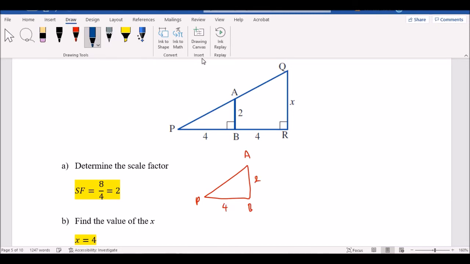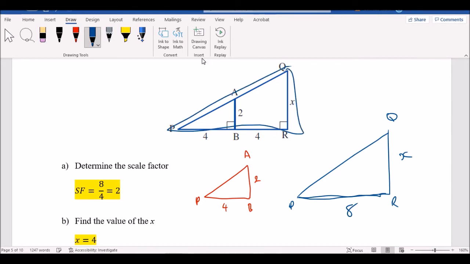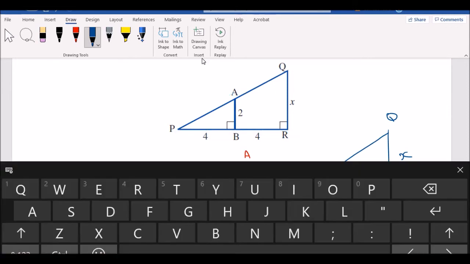And then the bigger triangle, this will be QRP. And the length of this should be, that's X, and this should be 8. Why is it 8? Because triangle QPR is this thing, and it combines both of these lengths here. So it should technically be 8 altogether.